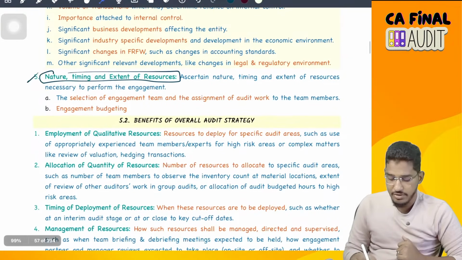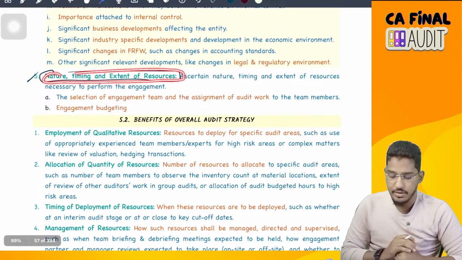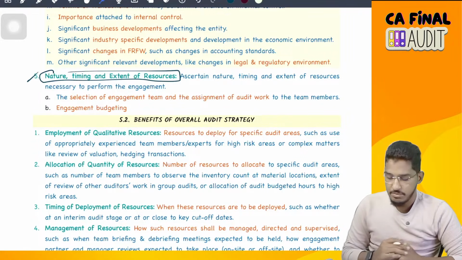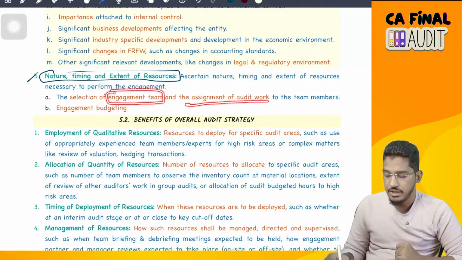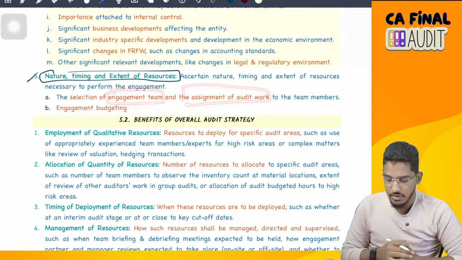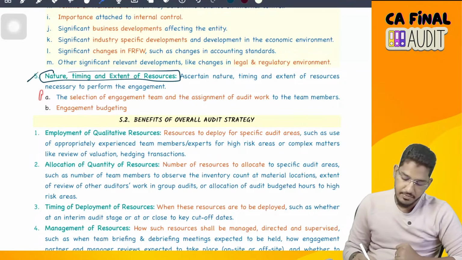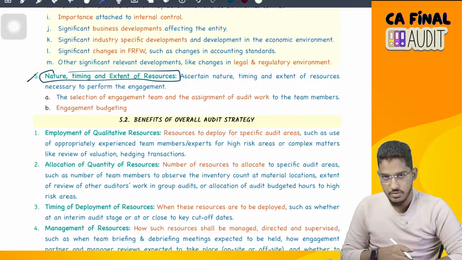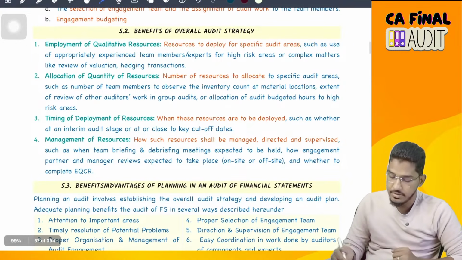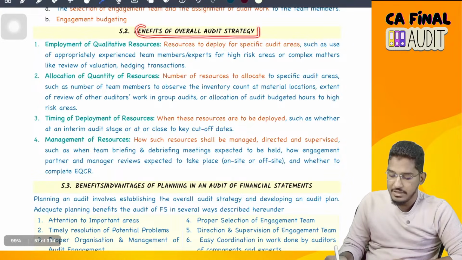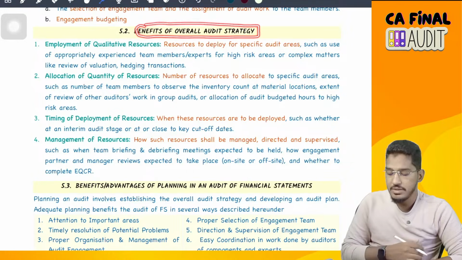And one more last factor which you have to pay attention to: nature, timing and extent of the resources. So before you establish the audit strategy, you should also select your engagement team properly, and whether you have to properly assign the audit work or not, and also engagement budgeting you have to do. So keeping these factors in mind, you will decide on the resources. Clear? Next.